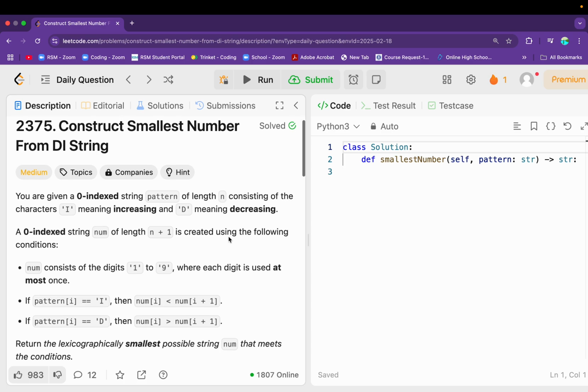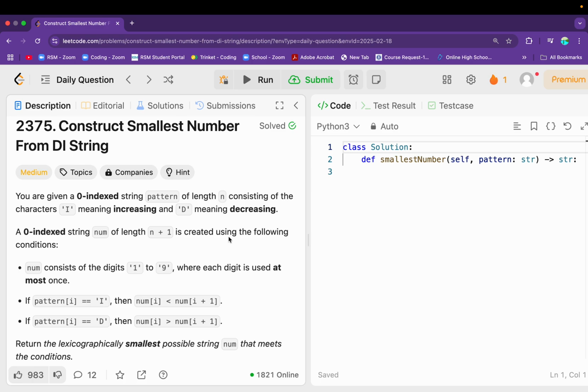Now, a zero-indexed string num of length n plus 1, where n would simply be the length of the input string pattern, is created using the following conditions. num consists of the digits from 1 through 9, where each digit is used at most once. That is also very key to this problem's nature and properties. We can only use each element in the range from 1 to 9 exactly one time.